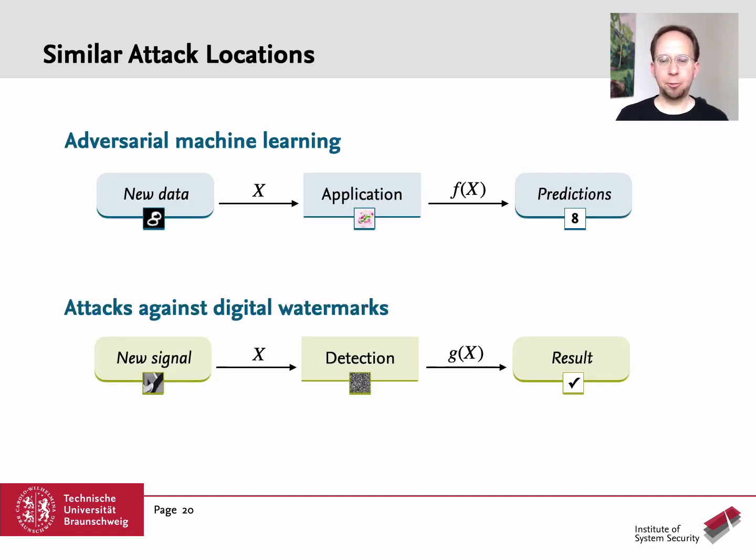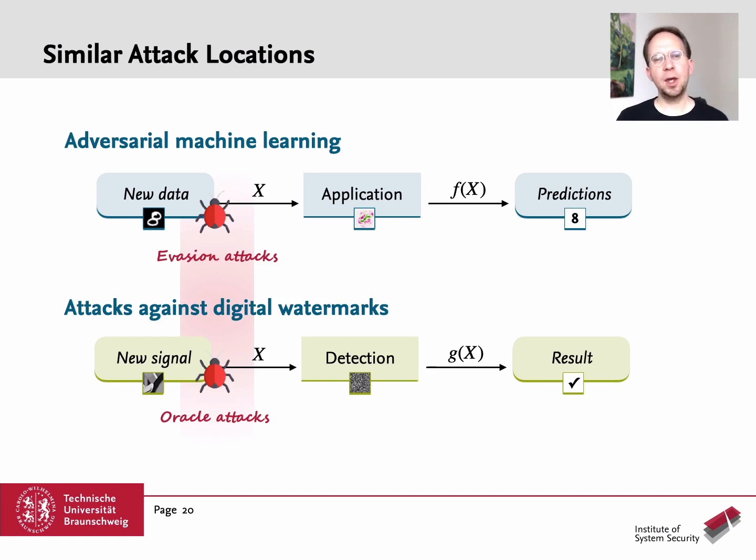And if we start with this box view, we can find locations where the attacks are happening. So for example, we could say, maybe we can play with the input and try to mislead either the learning or the watermark detection. In the machine learning world, this is called an evasion attack. In the watermarking world, this is more often called an oracle attack.